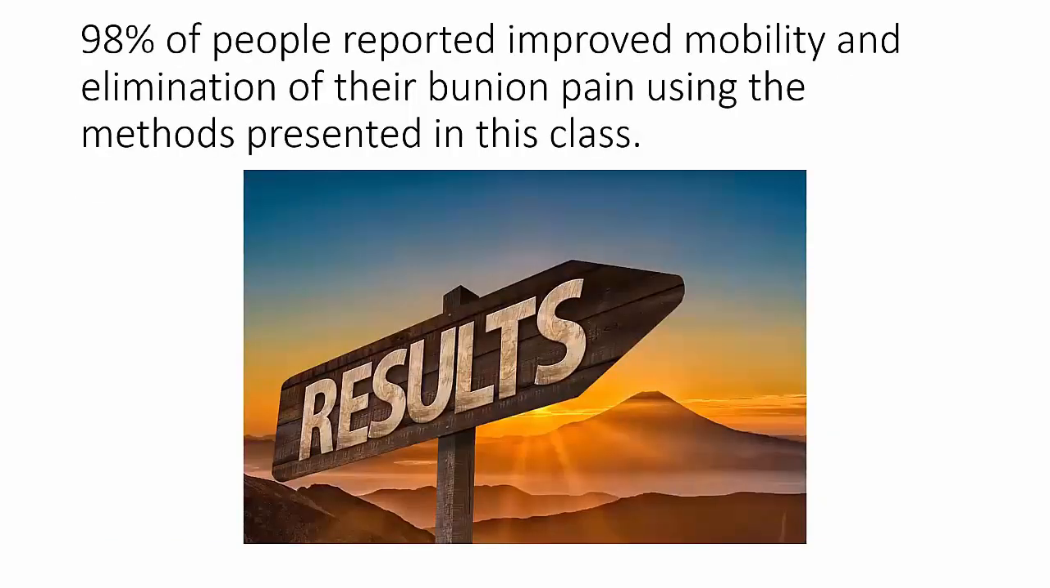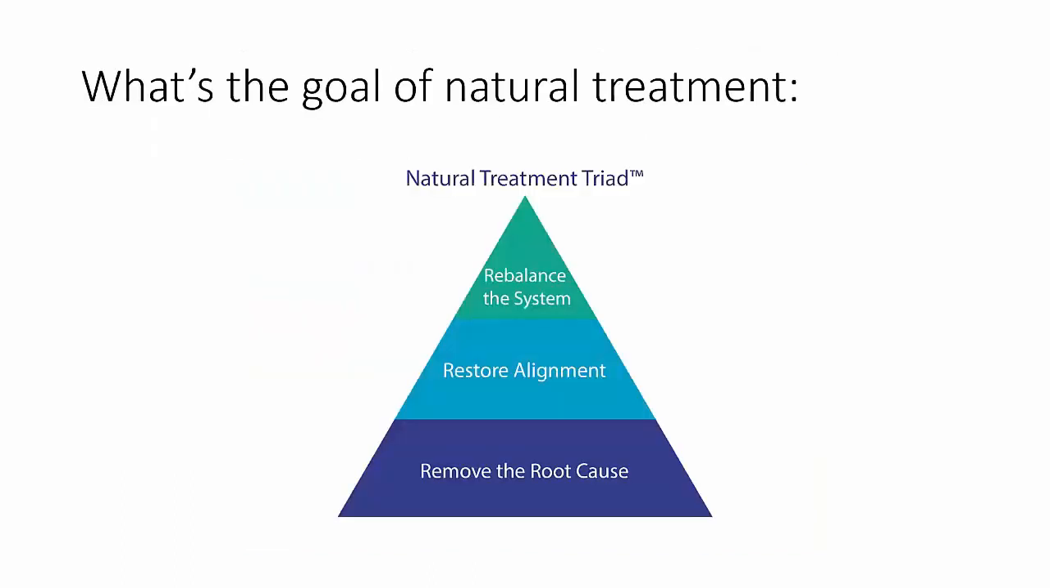98% of people reported improved mobility and elimination of their bunion pain using release, realign, and reinforce. So the goal of natural treatment is, first you need to remove the cause because again, the result is a compensation. We need to restore alignment, and then we need to rebalance. So removing the root cause is release, restore alignment is realign, and rebalance is to reinforce.